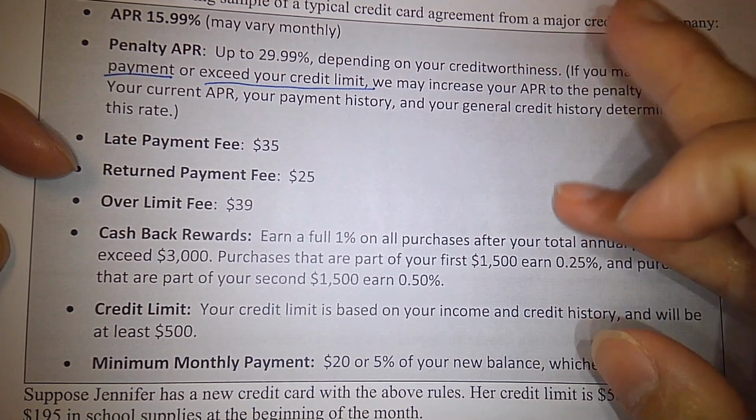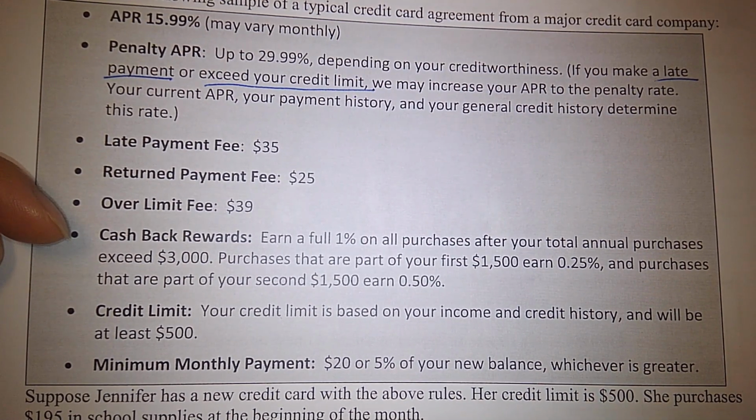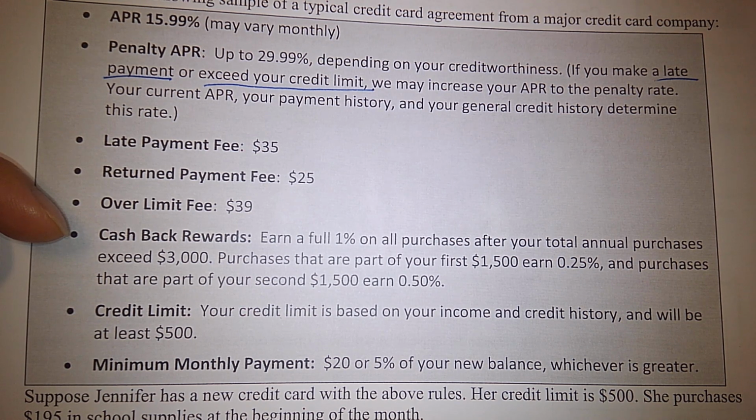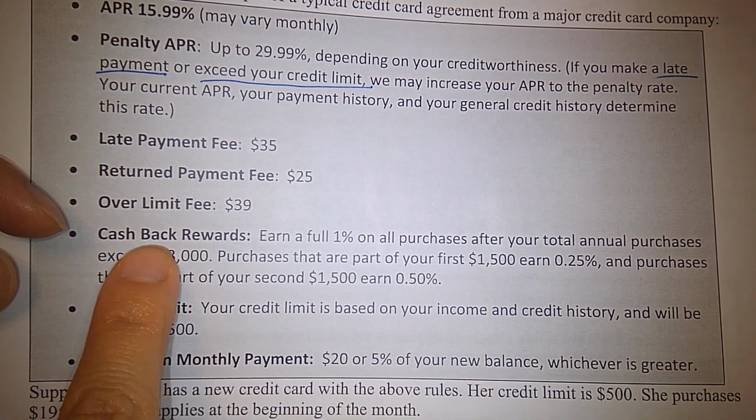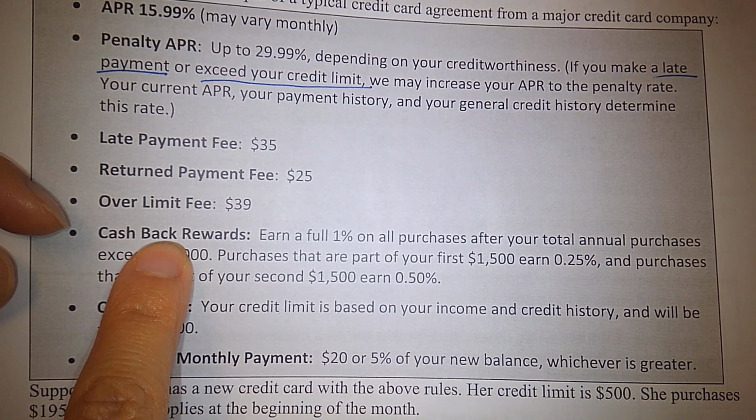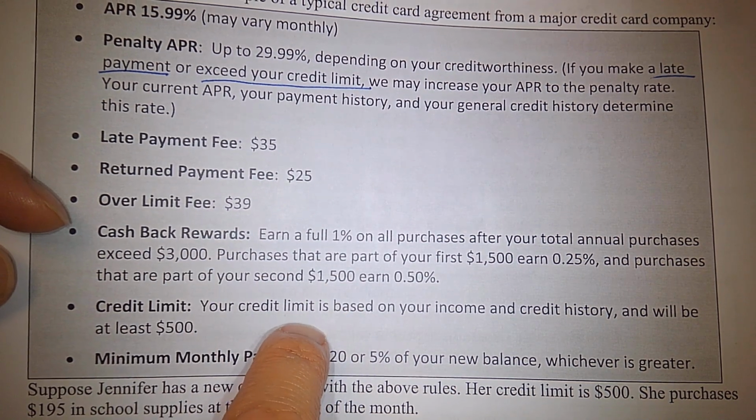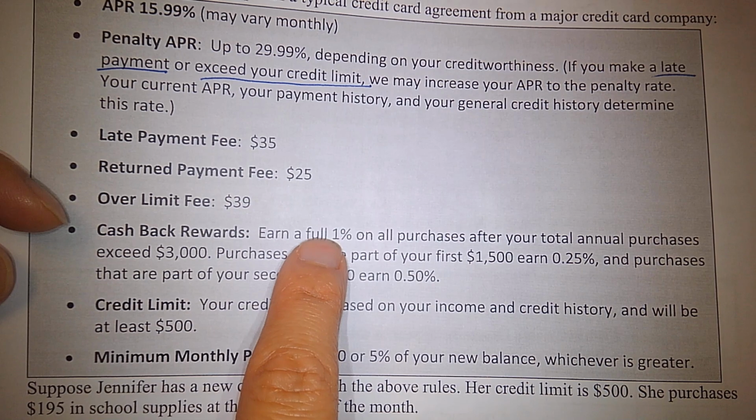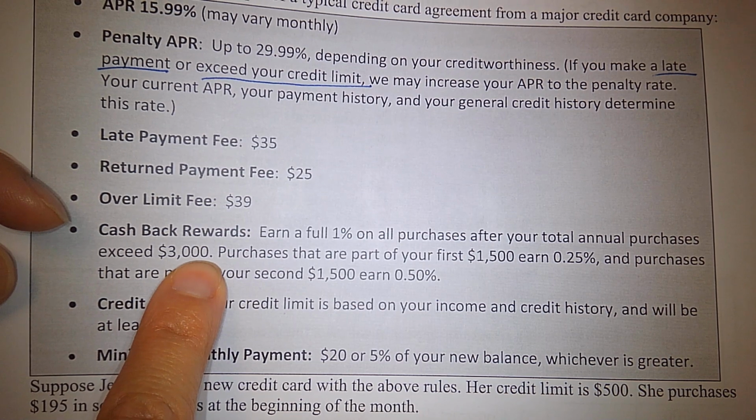Okay, let's go over some of the information from this gray box, okay? So everybody knows that if you have a credit card and you use your credit card to make a purchase and then you pay the money back, you earn your credit, right? Your credit score may be high, maybe low, right? Here, not only do you earn your credit, when you use a credit card, you will also get what? Cashback. Okay, so how does this cashback reward work in this current problem? It says we will earn a full 1% on all purchases after your total annual purchases exceed $3,000. What does this mean?